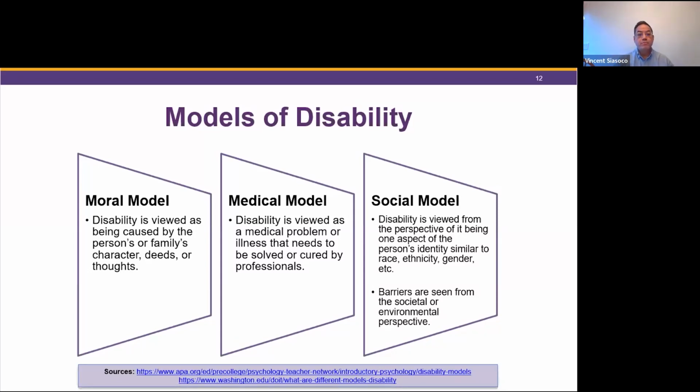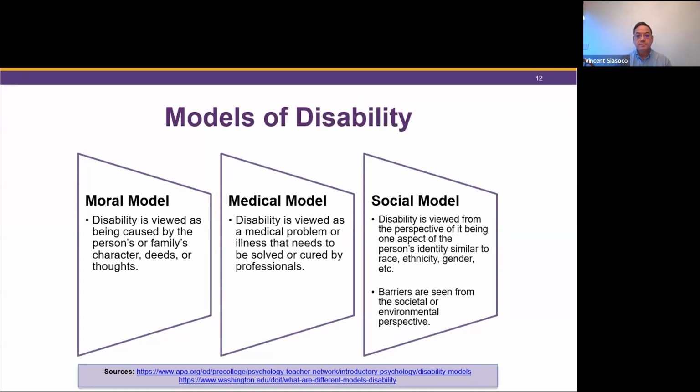Now, the moral model states that disability is viewed as being caused by a person's or family's character, deeds, or thoughts. From this perspective, disability can be thought to carry stigma, shame, or blame, particularly if the disability is seen as a mark of wrongdoing, or it can be seen as a sign of honor, faith, and strength, and it can be seen in a positive light.